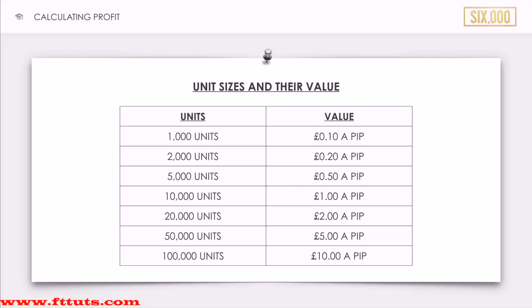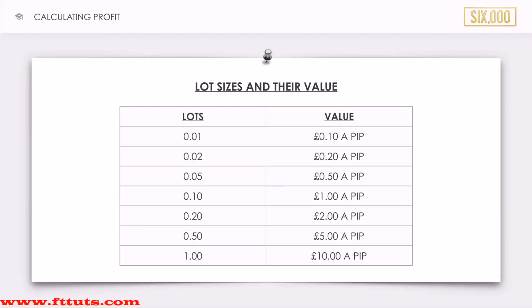So here we have an example of unit sizes and their value. When you come to trade on your brokerage platform, on the trading platform, you will have to set either a unit or a lot. So we'll cover units and lots. So here we have units and their value. So 1,000 units is equivalent to 10 pence a pip, or 10 cents. 2,000 units is 20 pence. And all the way down to 100,000 units, which is £10 a pip. So typically, most of you coming in will be trading 1,000 units or 10,000 units for the most part. Most of you will be trading the minimum amount, and I would recommend that when you're starting out. Start out trading the lowest amount and then build up from there.